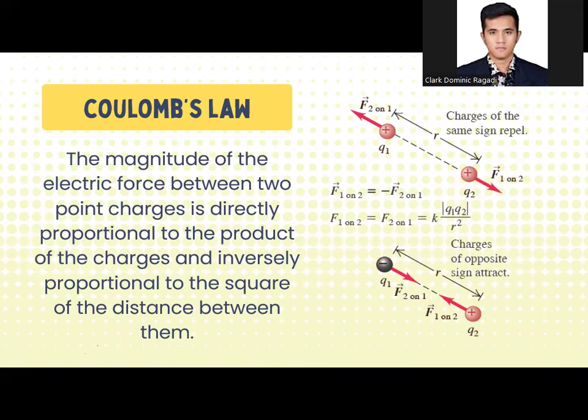Here we have F1 on 2. F1 on 2 is the force on charge 2 due to charge 1. Since they are both positive, the force between them will be repulsion. That is why our force here is moving away from charge 1. The same happens with charge 1 at the top. F2 on 1 is the force on charge 1 due to charge 2, and the direction of the force is away from charge 2. And then we have here the distance r.